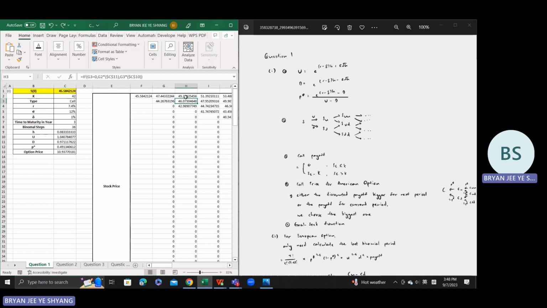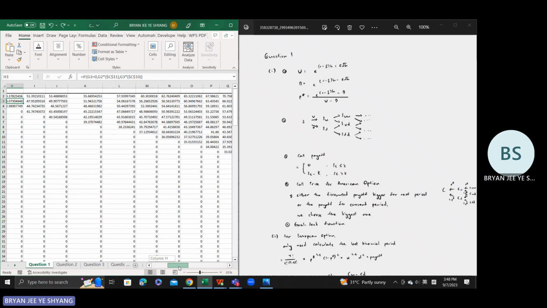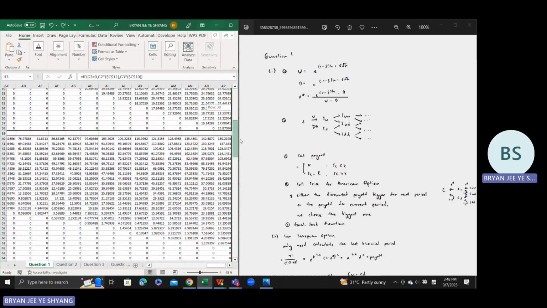So let's look at this. If G3 is equal to 0, then G2 times C11, because this one is SU, SUD, so this one you have to times D. If not, using G3 times this one, which is also SDU. Makes sense, right? So we just construct all this formula for all the table, for all the 36 step table period.